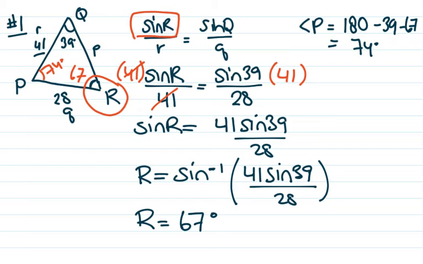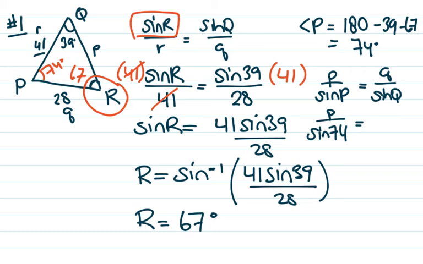Okay, and now all we need to do is find side length p. We can either use the ratio of R's or the ratio of Q's because they're both complete ratios. Either one will give you the right answer. We're going to use Q's in this case. We need to find lowercase p, so we're going to put that on the top. p over sine P equals q over sine Q. We don't know p, so we just write p. Sine P is sine 74, equals q is 28 and sine Q is sine 39.